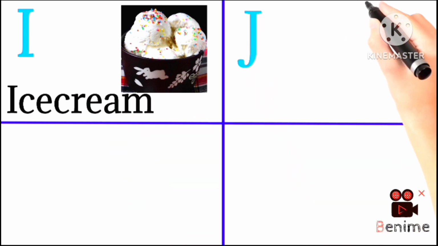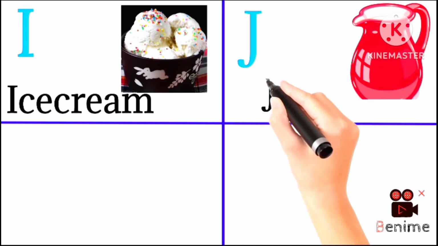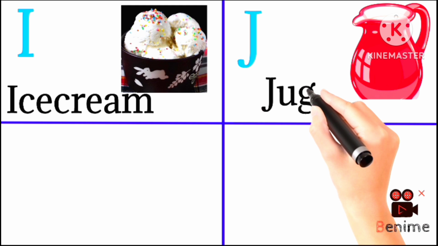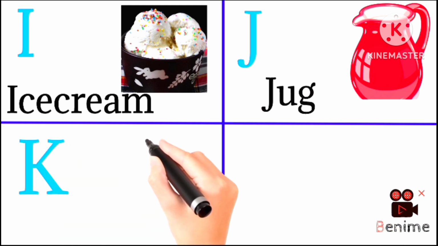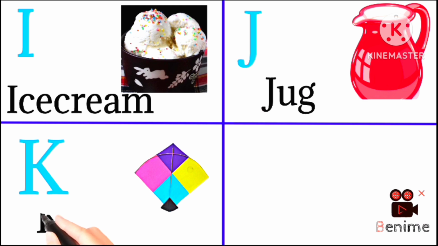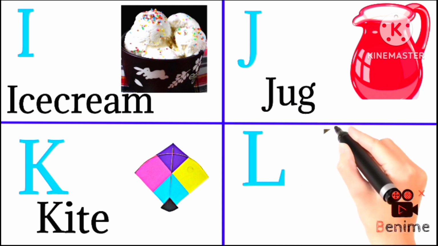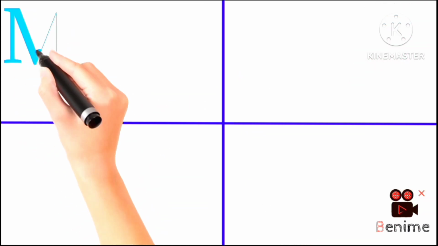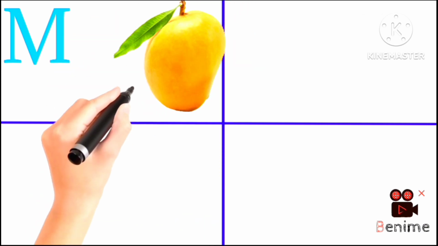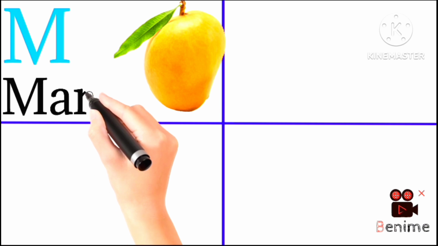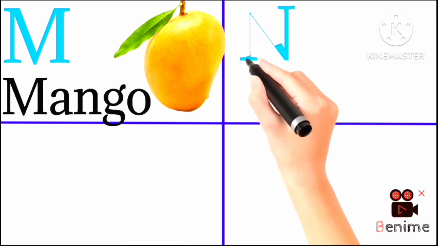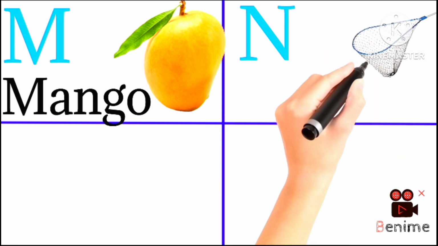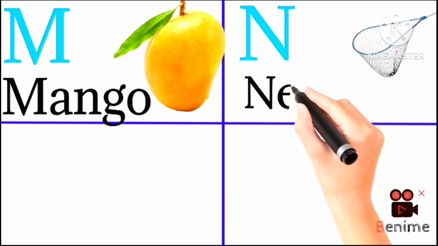J. J for jug. Jug means jug. K. K for kite. Kite means patang. L. L for lion. Lion means sher. M. M for mango. Mango means aam. N. N for net. Net means jali.